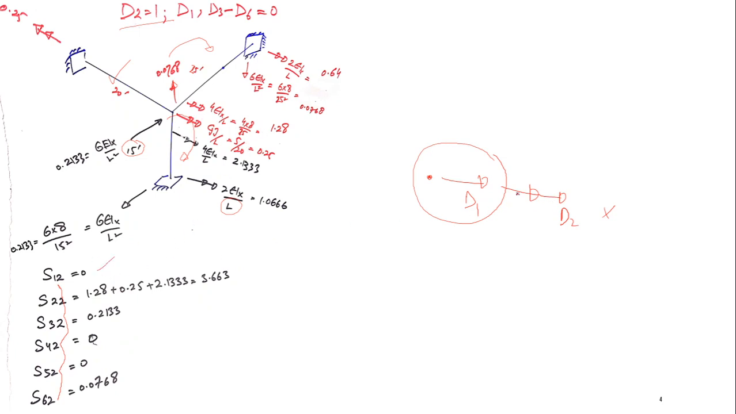S22, as D2 is a moment, so all the moments in this direction would be S22. Now you can see this moment and this moment. This would be added. S32, what is S32? If you recall, S3 is load in this direction or axial deformation in this direction, and D4 is moment in this direction.